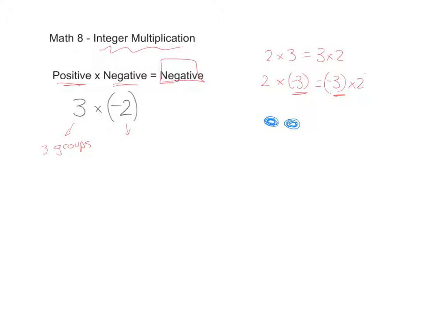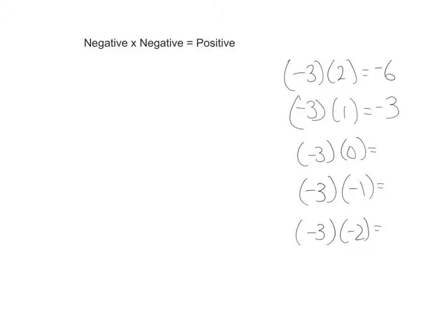So this is telling me I've got 3 groups of 2 negatives. Here's my second group of 2, here's my third group of 2. How many negative counters do I have? You can see that I have 6 negative counters, and so I would write my answer as negative 6. Positive times a negative is a negative. A negative times a positive is a negative. I need you to remember that. That's key.